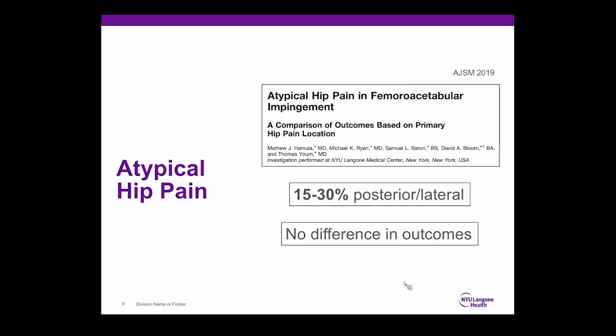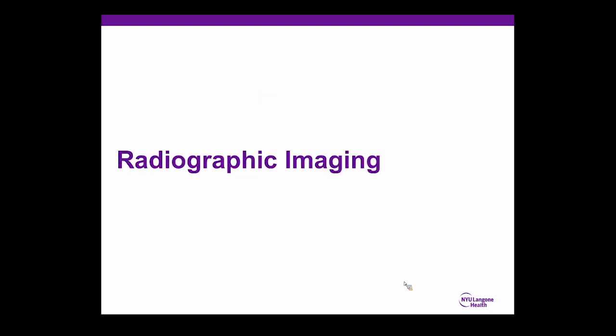And this is because there is a cohort of patients that presents with atypical hip pain. So this is a paper by our very own Dr. Hume, who looked at this presentation. So rather than just anterior groin pain, pain posterior and laterally, and they found that up to 30% of patients presented this way. The good news was that they all did very well postoperatively, even if they did have pain that was not specifically in the anterior groin.